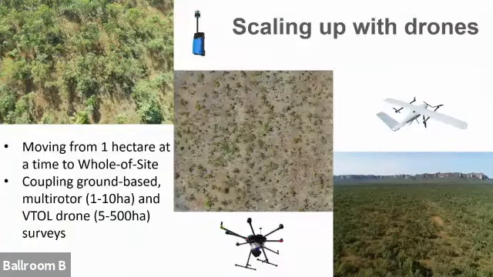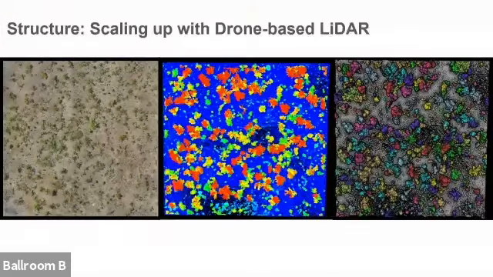So what's our current status there? We're scaling up. We're moving from those 1 hectare sites to what we call whole site monitoring. We're coupling ground-based surveys with multi-rotor drones that can fly 1 to 10 hectares effectively. And then we're scaling up with larger drones, which are vertical takeoff and landing drones that can cover 50 to 500 hectares at a time.